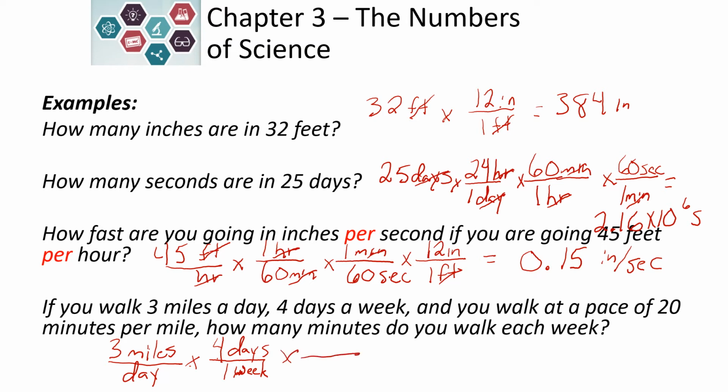And we know that we walk at a pace of 20 minutes per mile. So we want the minutes on top because that's what we're trying to find. We can cancel the miles by putting it on the bottom. So per mile means in 1 mile, we walk 20 minutes for every 1 mile. So 20 minutes. The miles cancel, our days cancel, and we end up with minutes per week.